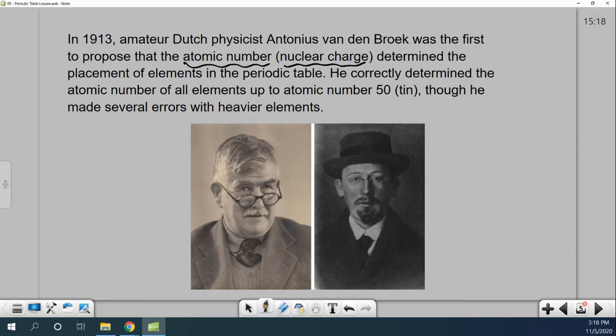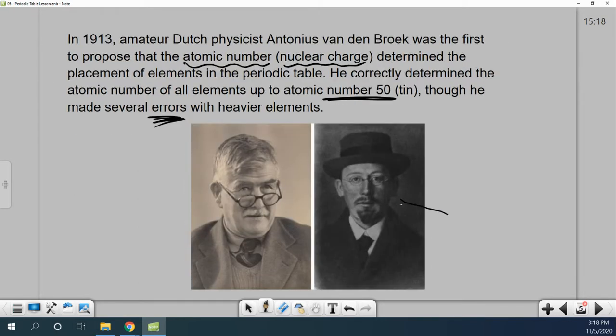But again, things were new, and so it was kind of hard to measure how many protons there were. He correctly determined the atomic number of all elements up to 50, which is not that impressive when you think about the 118 elements we now have. And he made several errors in the heavier elements, which means the table he's trying to build is actually not that good. It doesn't match up at all because he's making all these mistakes.